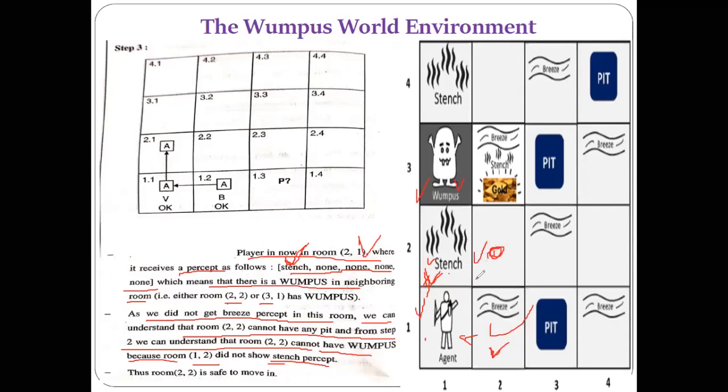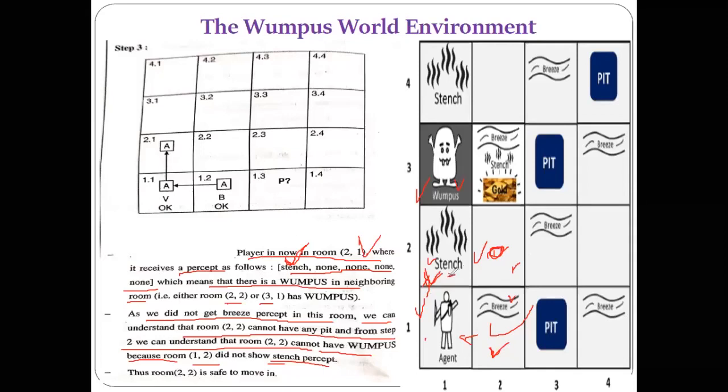Yes or no? Yes. Karan itha jar stench yet asla tar apan itha samju shaklo asto ki itha wumpus asu shakto. You are getting what I'm saying? But in the previous step, we have understood as breeze is coming from this room, itha wumpus asu shakat nahi. Correct? Understood? Yes, sir.